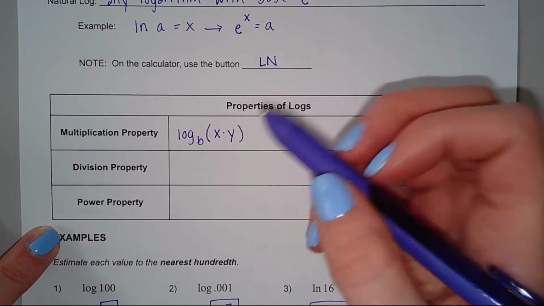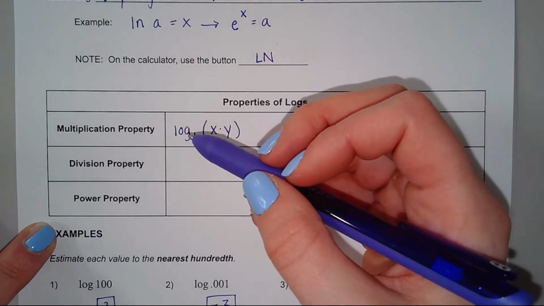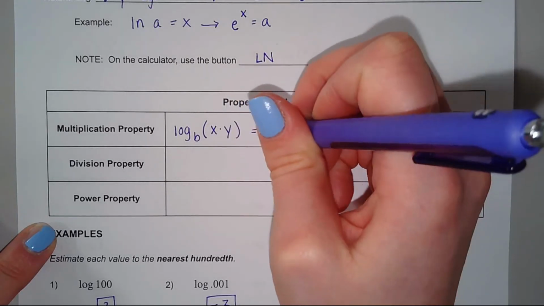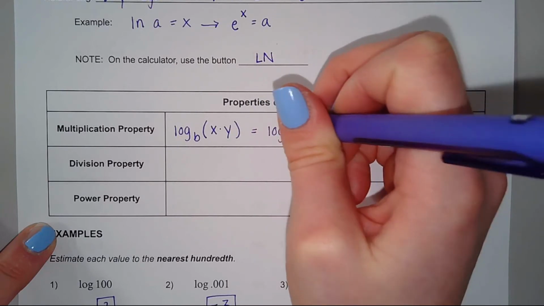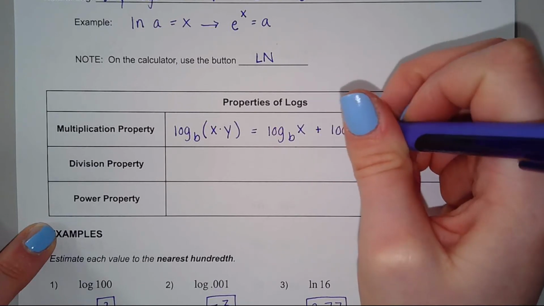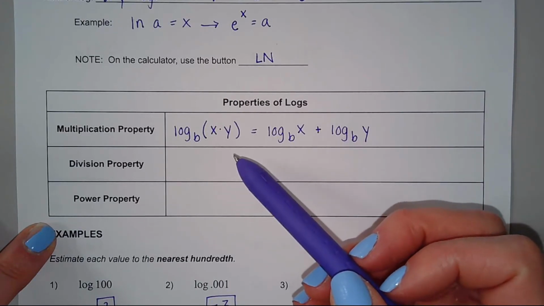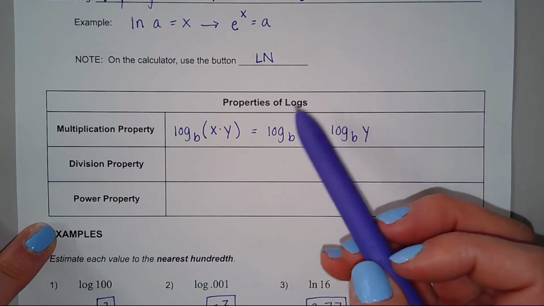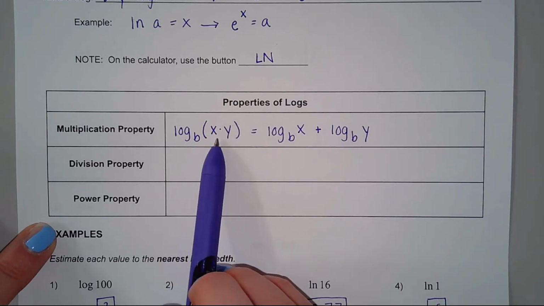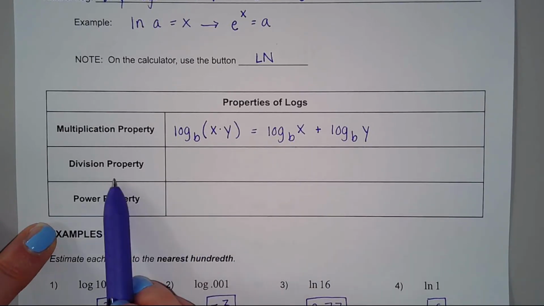We can do something called expanding. We can expand this x times y, and instead of 1 log with multiplication, we can separate this into 2 logs that we're adding. Note that the base will stay the same, so I'll take the log of that same base of x and add it to the log with that same base of y. So we see this correlation between multiplication and addition, and we can do the reverse. If I'm given 2 logs with the same base that we're adding together, to simplify, we could just multiply those 2 things.